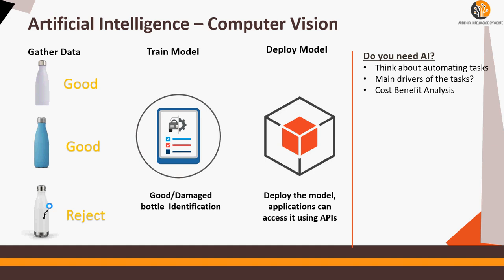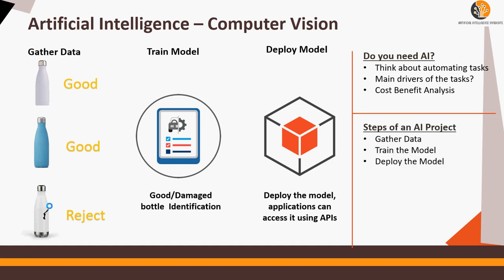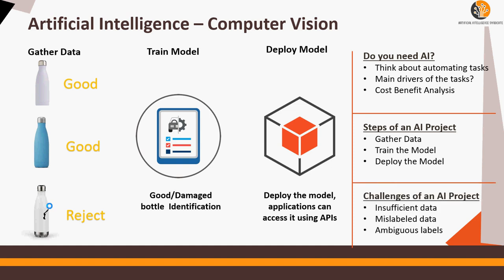Next is steps of an AI project. We just talked about it. Gather data, train model, and deploy model. And then finally, insufficient data, mislabeled data, or ambiguous labels are some challenges of AI. We're going to talk about it in limitations of AI.